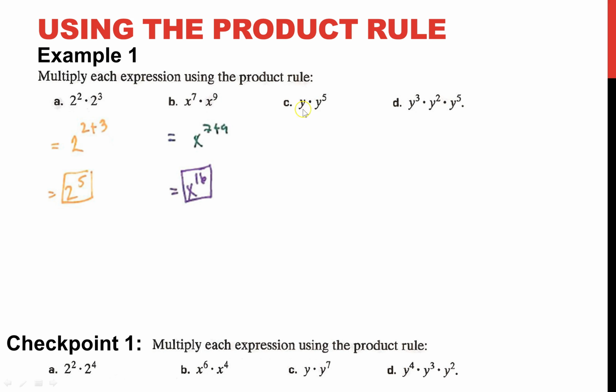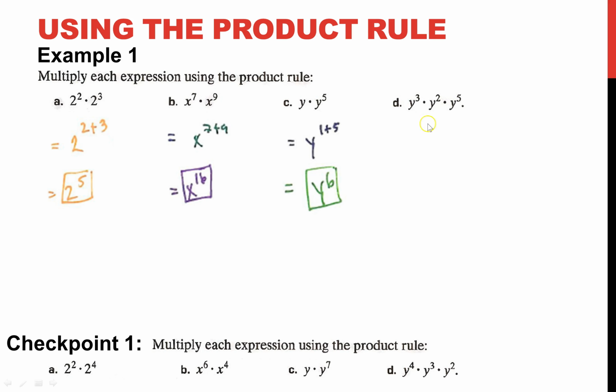The only difference that I have with c is that I see that the first term, y, has no exponent. But how many y's are there? There is one y. And so when there is no exponent, the exponent is 1. So y to the 1 plus 5, which of course is 6.